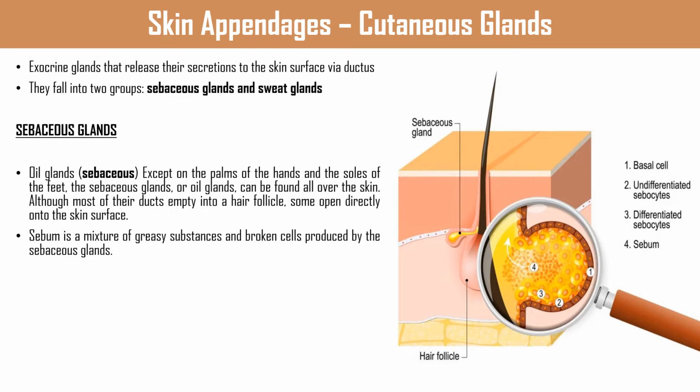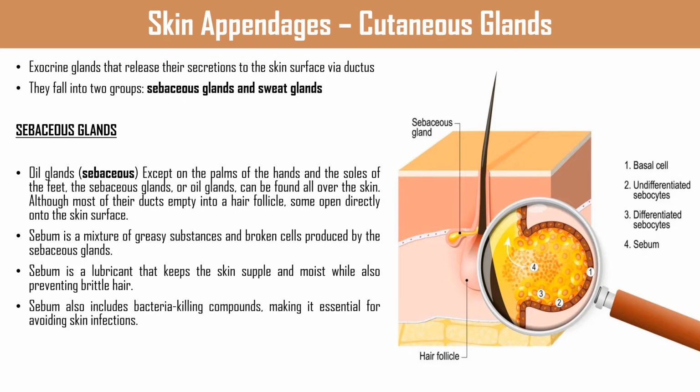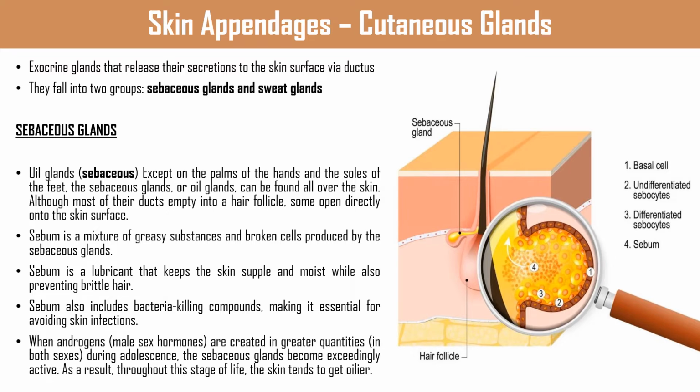Sebum is the mixture of greasy substance and broken cells produced by a sebaceous gland. It also acts as a lubricant that keeps skin supple and moist, also preventing brittle hair. Sebum also includes bacteria-killing compounds, making it essential for avoiding skin infection. When androgens are created in greater quantities during adolescence, the sebaceous glands become exceedingly active. As a result, throughout this stage of life, the skin tends to get oilier.